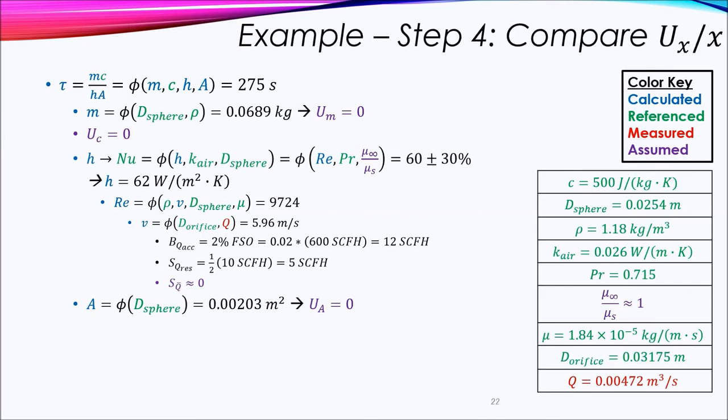Step 4 involves comparing the relative uncertainties of each of these sources. We already have the relative uncertainty calculated for the Nusselt number, which is 30%. But then for the flow rate, we need to divide each of those uncertainties by the reading value, which is 600 standard cubic feet per hour. And so we get that the contributions are 2% and 0.8% respectively.